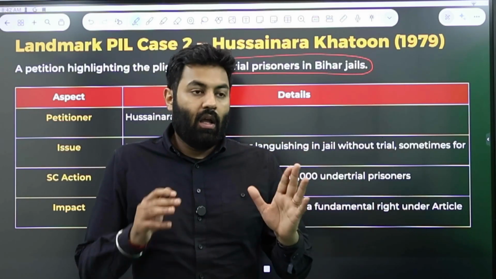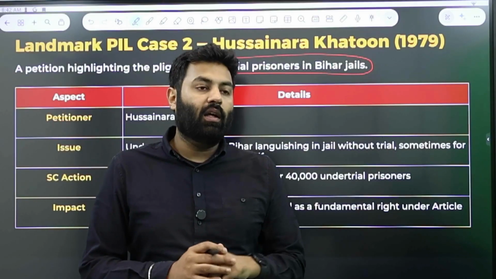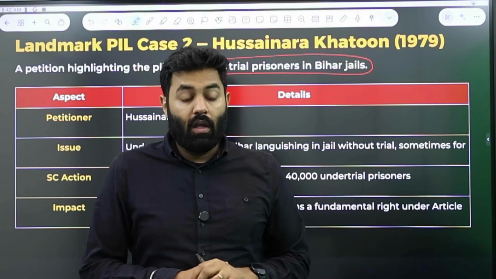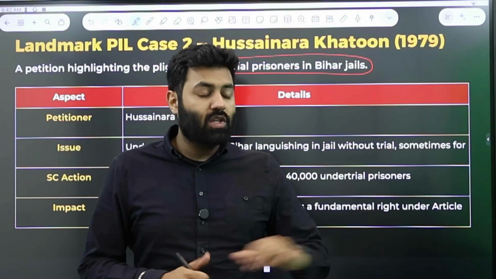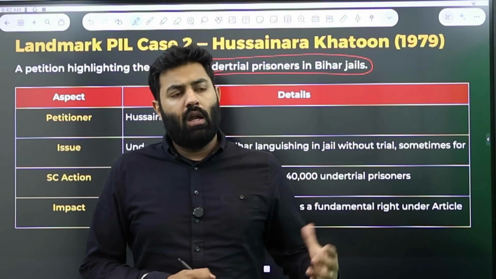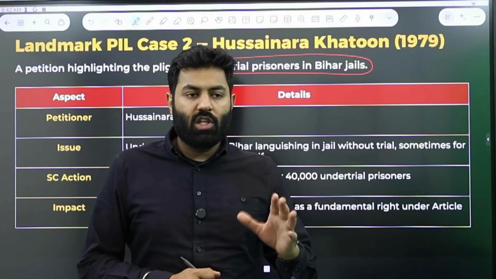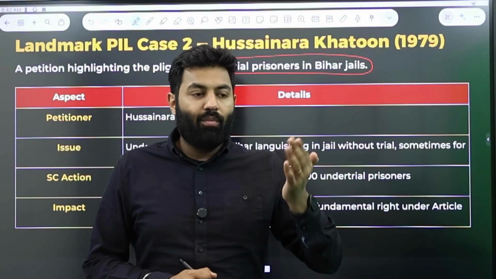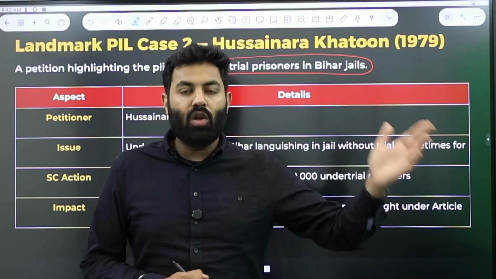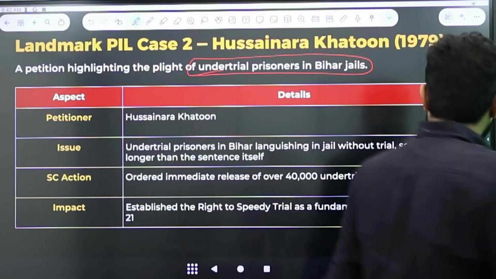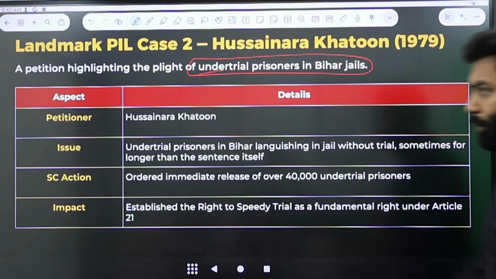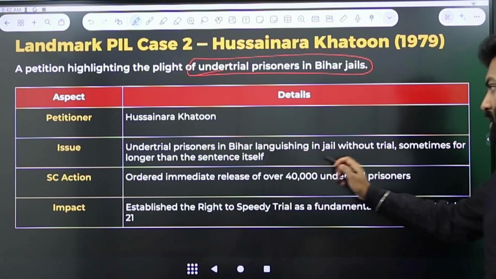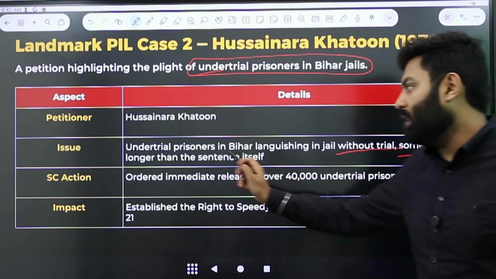Right? There are cases in India where someone is under investigation, or there's an accusation that he or she may have committed a robbery, for which they would have got a jail term of maybe 5 years. But the undertrial case has gone up to 10 years, right? So the petitioner was Hussainara. Undertrial prisoners in Bihar were languishing in jail without trial, sometimes for longer than the sentence itself.